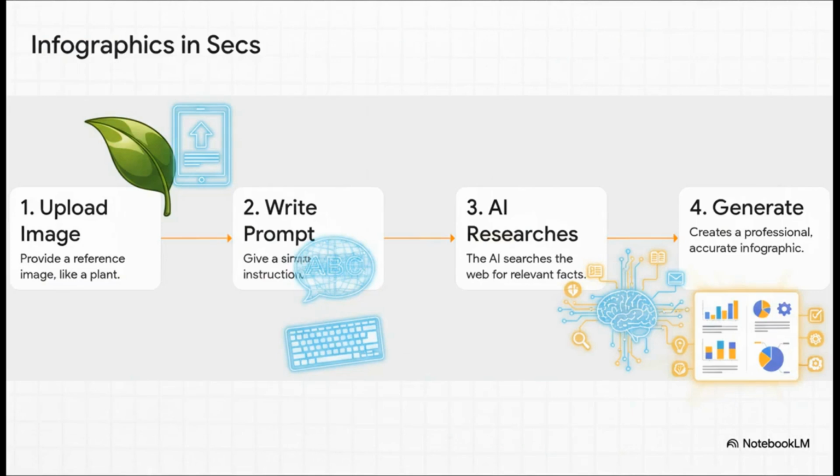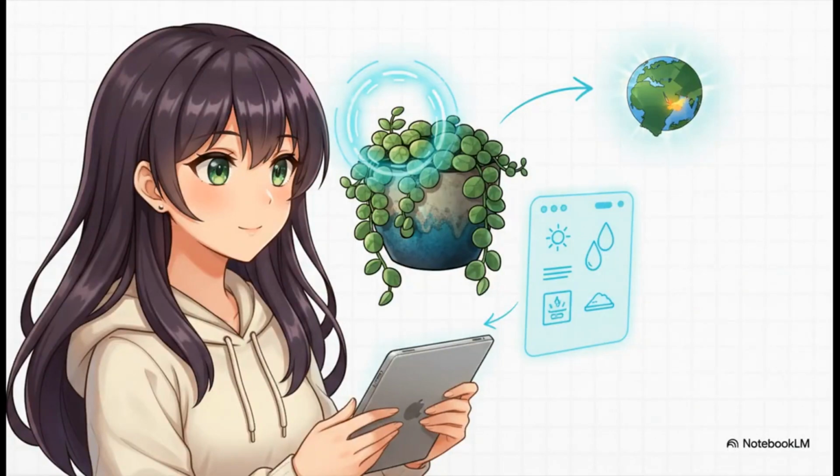And probably the coolest use for this is creating infographics. The process is just ridiculously simple now. Check it out. Step 1, you upload a picture of anything. Step 2, you write a quick prompt, and then the AI goes and does all the work. It does the research online, and it does the graphic design, spitting out a professional, accurate infographic in just a few seconds.